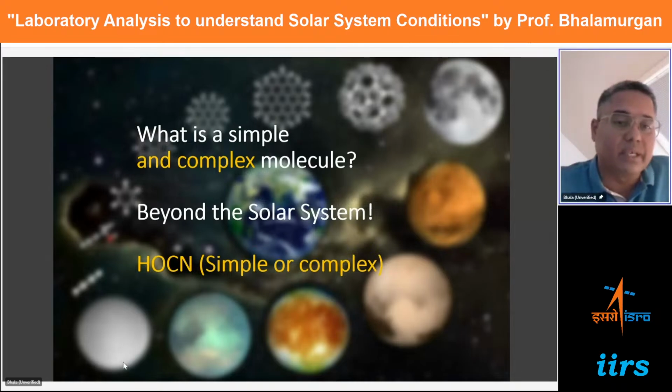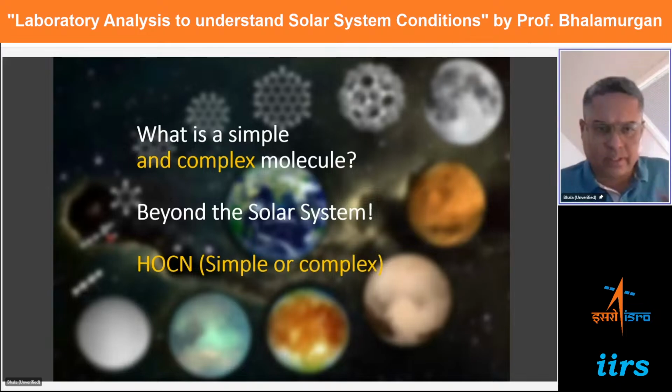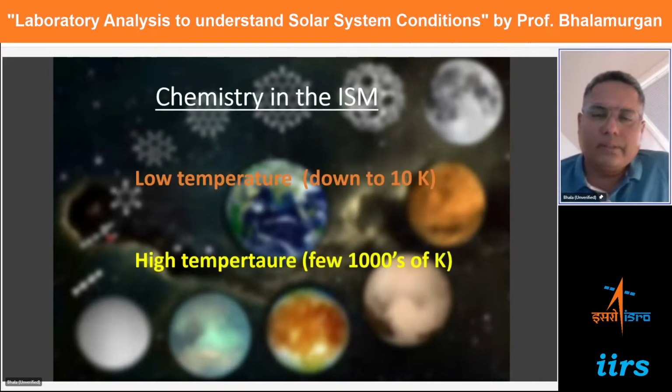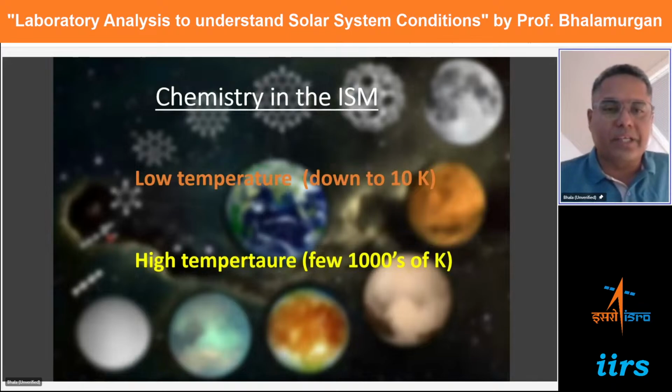For example, you see here HOCN. There is a new finding, HOCS+. It's 10 days before, a new molecule was discovered. It's a protonated carbonyl sulfide. So you can see this molecule having 4 atoms, but all 4 are different atoms. So the question lies whether it is simple or complex. We don't know.